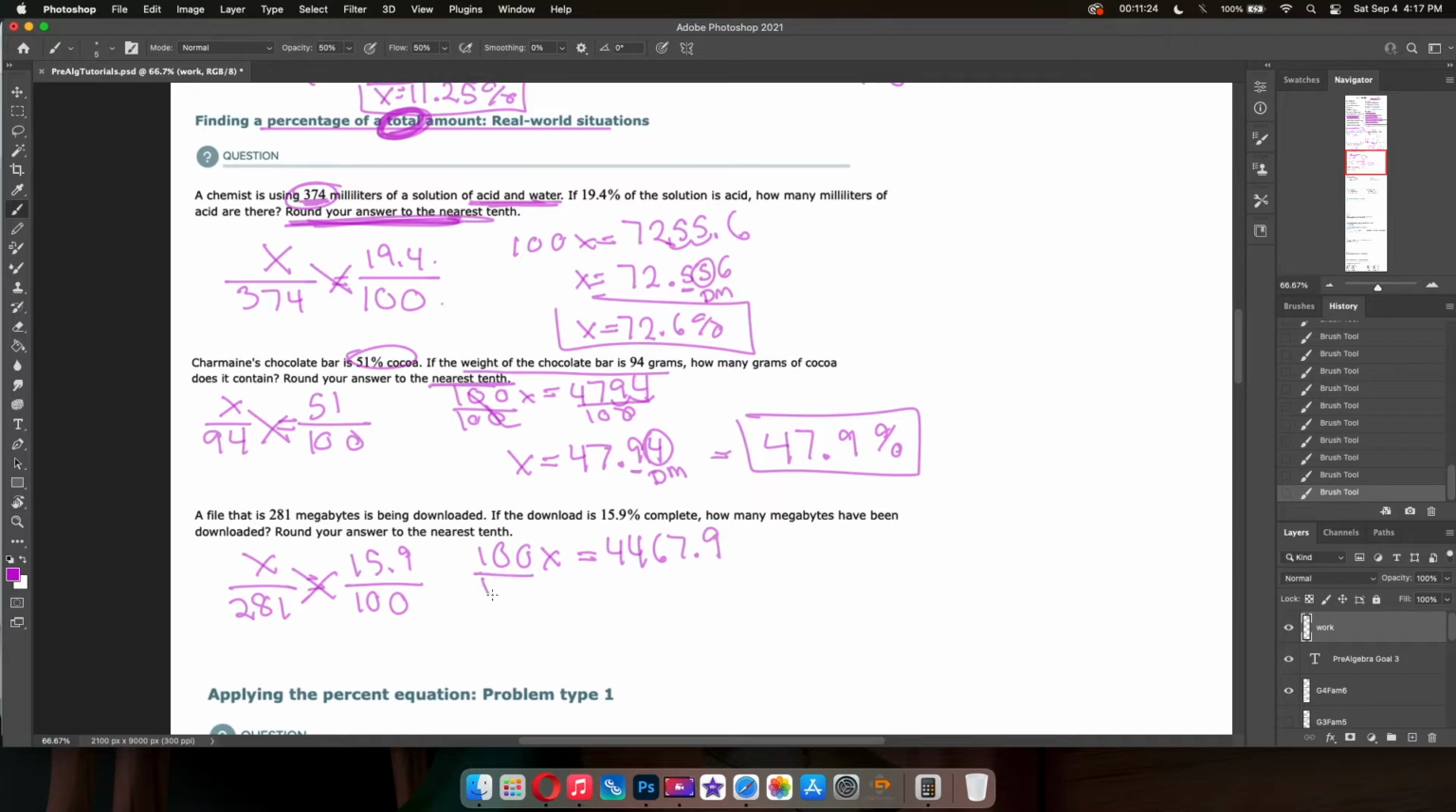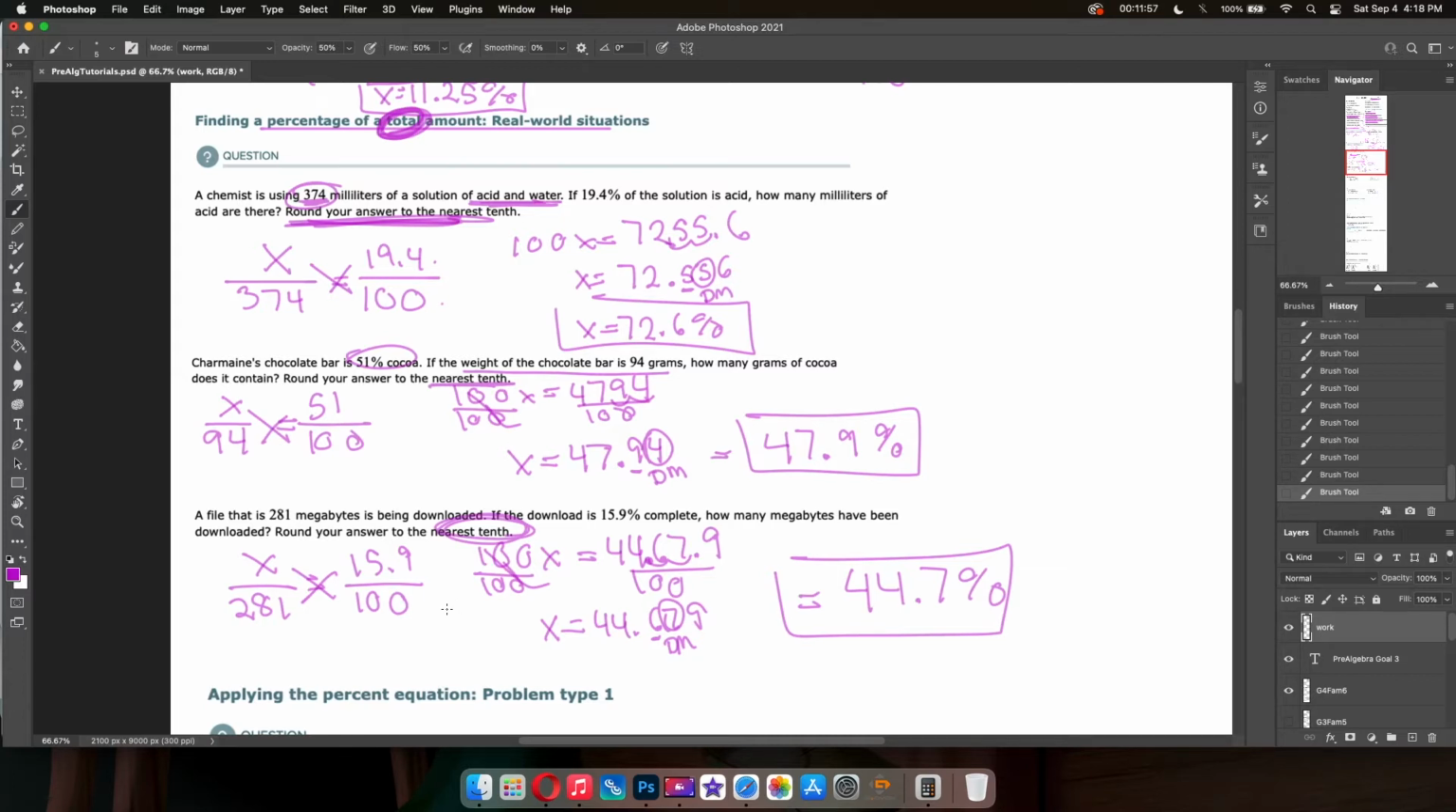4467.9. Do our division, move the decimal over 2 places, and you can already see that decimal looks a little bit ugly, 44.679%. Rounding to the nearest tenth, there's the tenths place, there is my decision maker, the DM of this particular role-playing match, and that's a 7, so it makes me round up. So our final answer is going to be 44.7%.